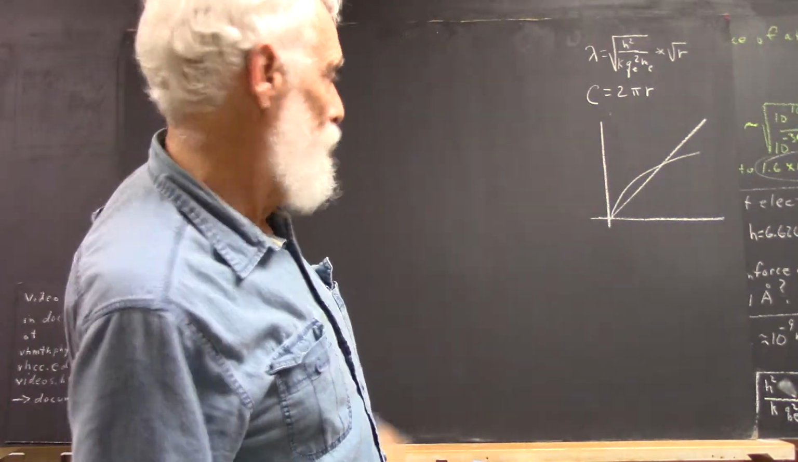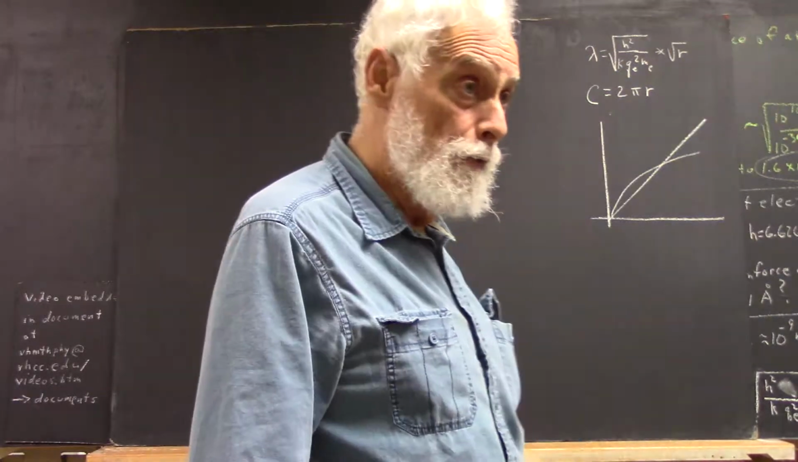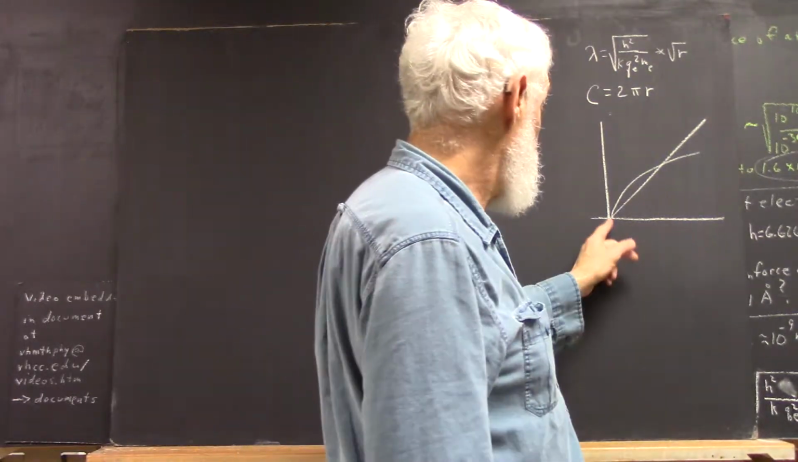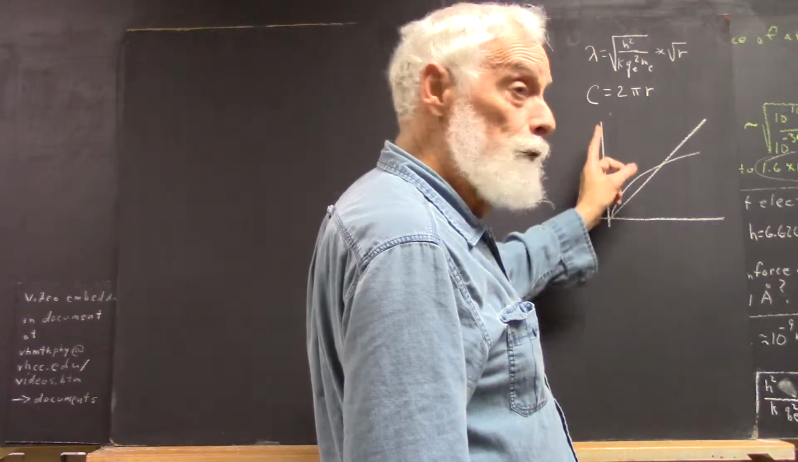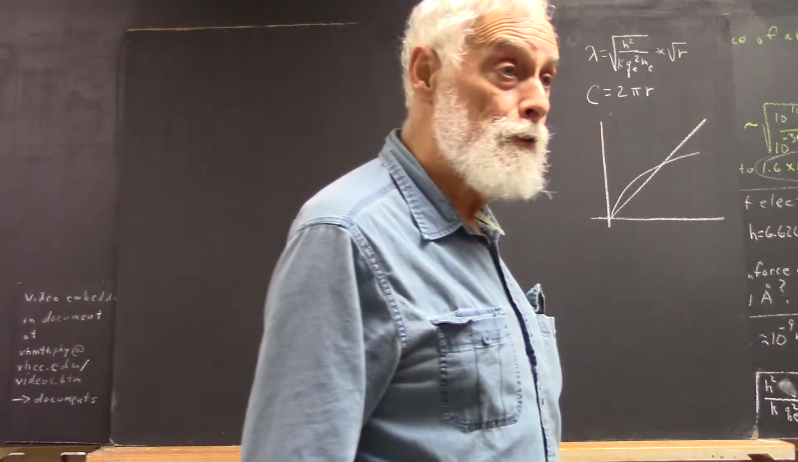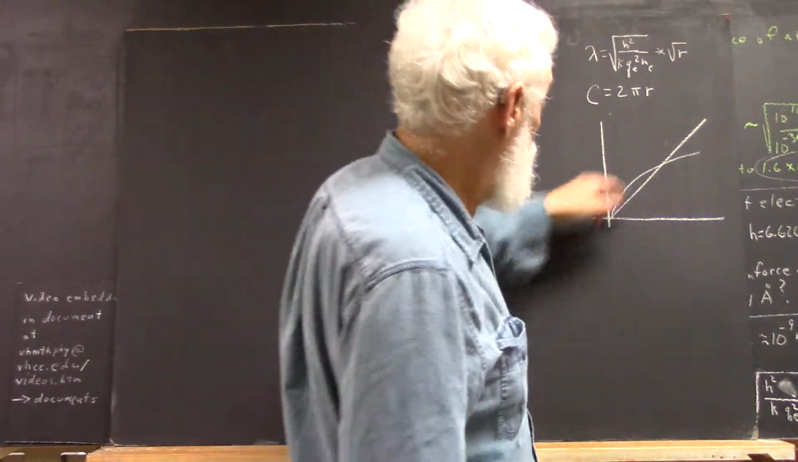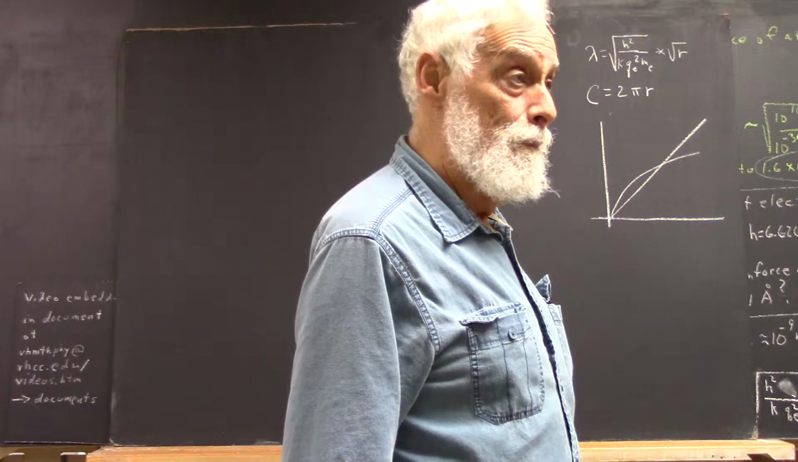Well, also you know from calculus the derivative of the square root of r is 1 over 2 square root of r, right? So as r approaches 0, the slope here approaches infinity on this thing, whereas the slope here is constant. So you can conclude immediately that these graphs have to cross. Okay?